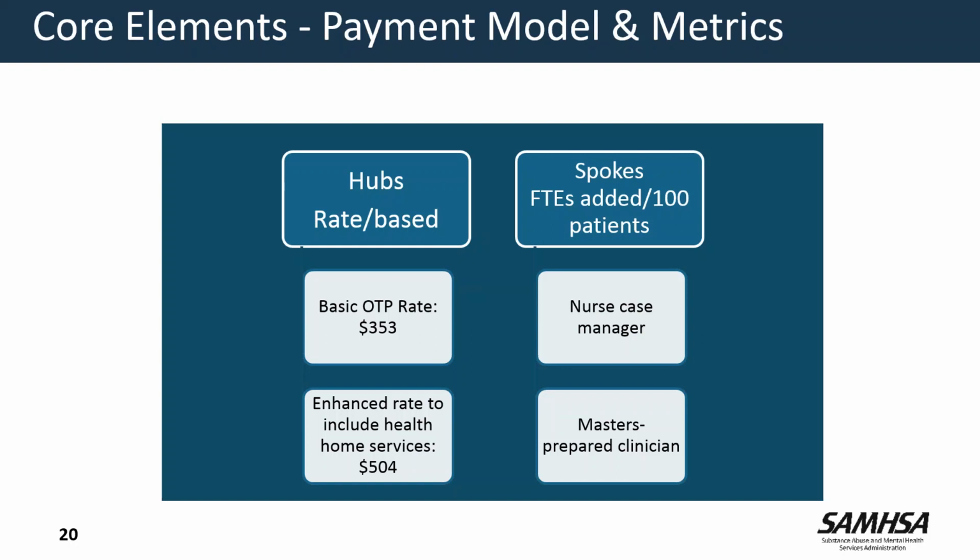If they have, they would get the $353, which is actually below, and that's a monthly cost, below the cost of providing care. But if they got the enhanced rate of $504, it would be above the typical cost of care. So most hubs strive for 90–95% of all their caseloads per month to be at the enhanced rate, which provides a higher level of service.